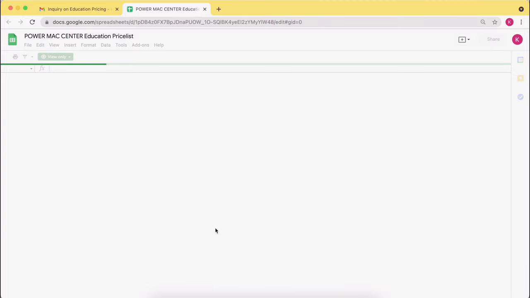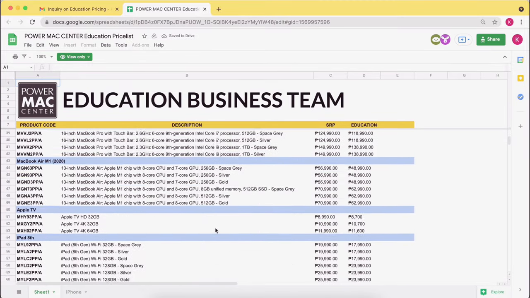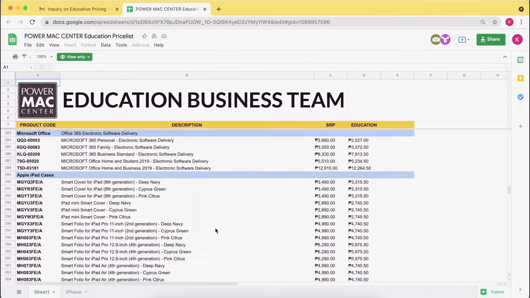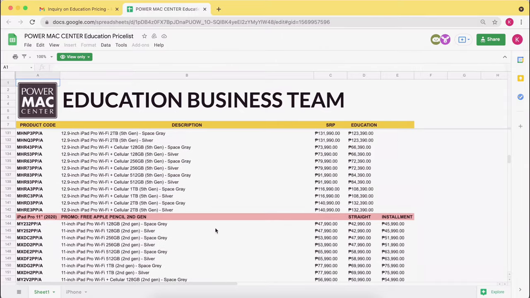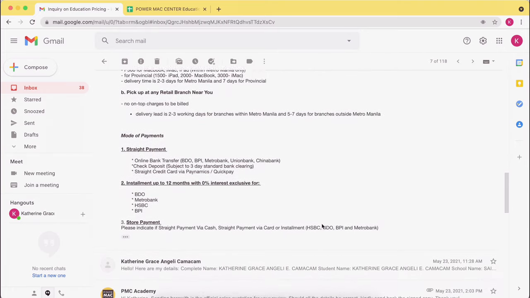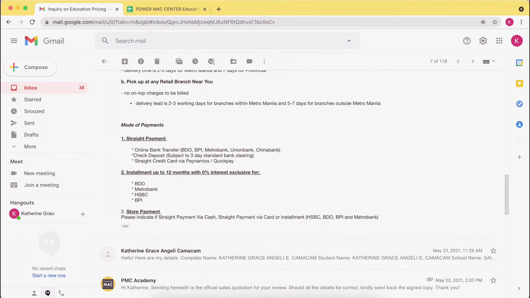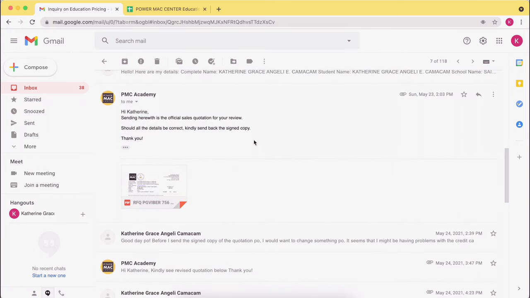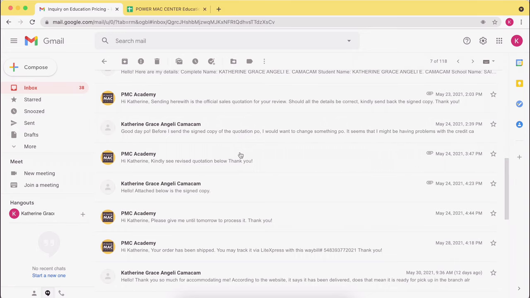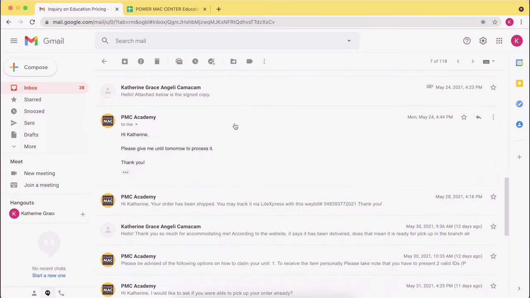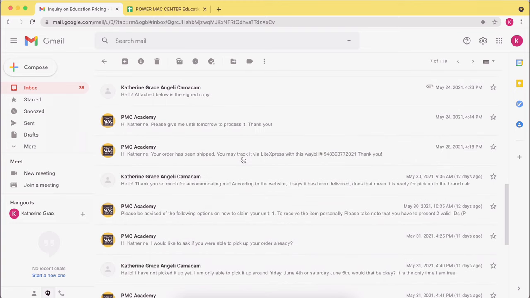After that, they sent an education price list, which includes the normal pricing and the education pricing. In my case, I chose the MacBook Air M1 chip in space gray, and after that, they sent me a form to fill up. After filling up the form, they sent me an official sales quotation for my review, which I had signed, and after that, they process it on the same day.